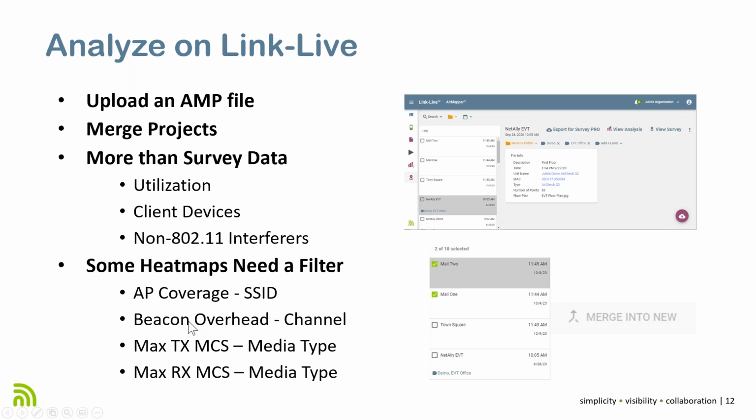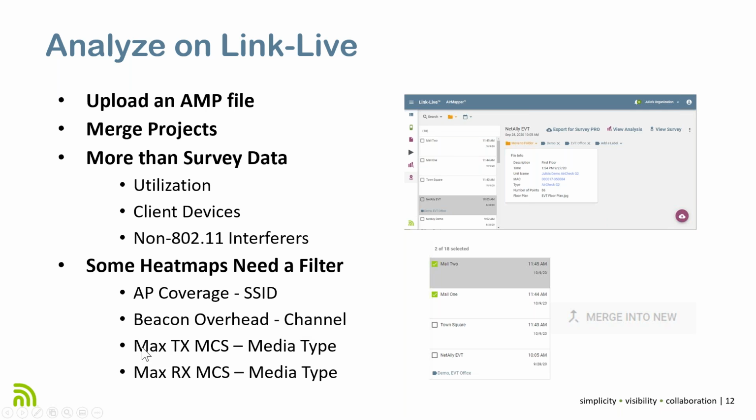Another one is the beacon overhead. Basically, this one shows you, hey, how much beaconing is going on out there and how is it affecting my airtime? Well, to make it easier to see that, you need to filter by channel. So you select a specific channel, and now you'll be able to see for that channel basically what that beacon overhead is, and how it is affecting airtime utilization on that channel.